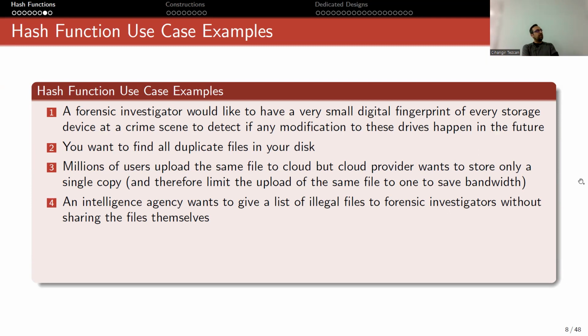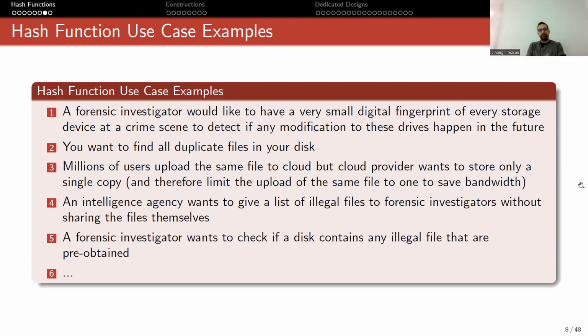Another case is an intelligence agency that wants to give a list of illegal files to forensic investigators without sharing the files themselves. So they only share the hash values, saying that any file with this hash value is illegal. They tell the forensic investigator to just check if you see these files in any case, okay? This way, forensic investigators don't know what the files are, but they have a list of them as hashes, and they check at the crime scene. Similarly, a forensic investigator wants to check if a device contains any illegal files that are pre-obtained. They simply calculate the hash of these files and check, okay?